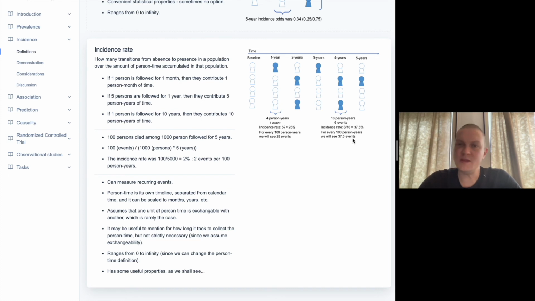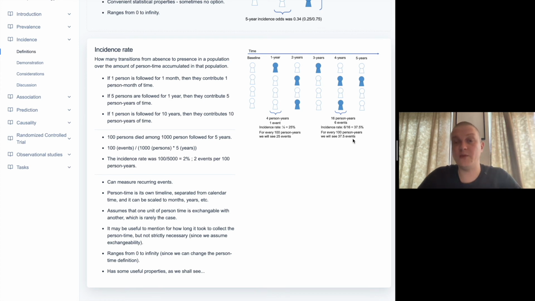So you see, it's quite convenient in the sense that we're actually removing the dimension of time, calendar time in the sense. We're just saying for how many total years did we observe individuals. And I picked years here, but it could be days or weeks or months if you want to. And now individuals are allowed to transition back and forth.